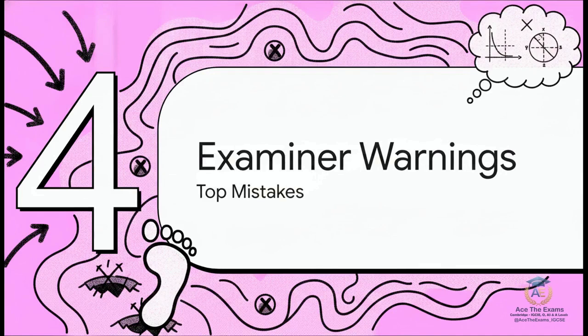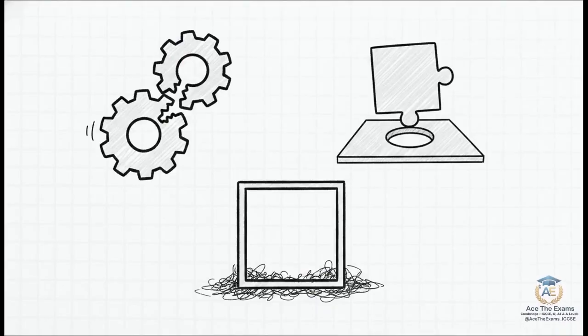Section 4. Examiner warnings. Identifying and sidestepping the hidden traps. Let's step into the visual practice arena. I call this challenge 2, the imperfect answer. Picture a flawed paragraph of student work on the screen. Let's say Sam wrote it during a mock exam.